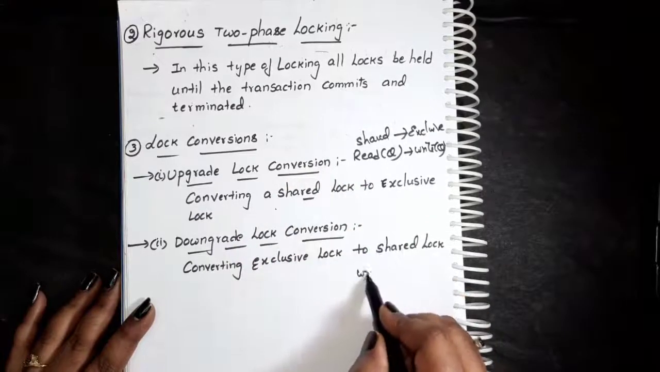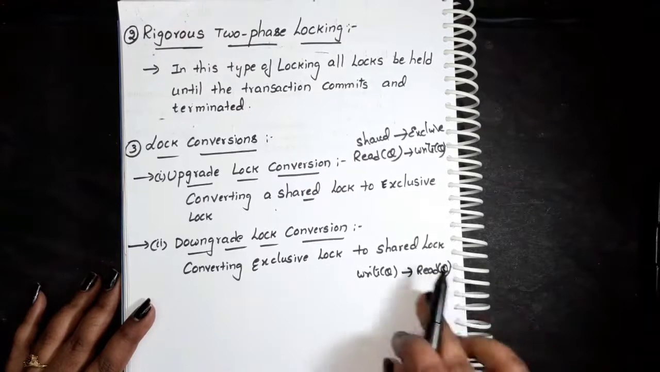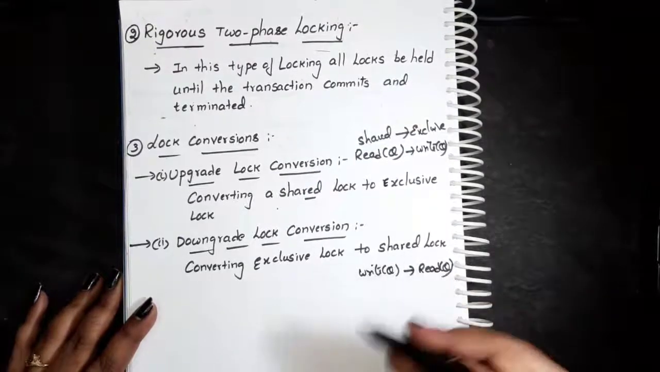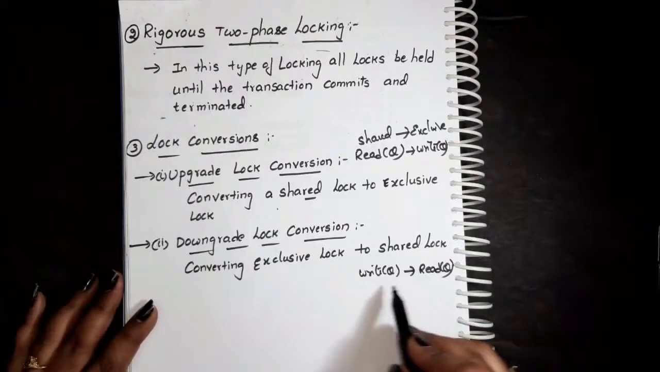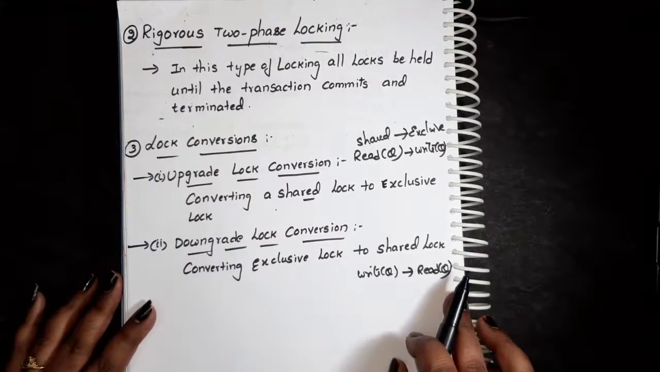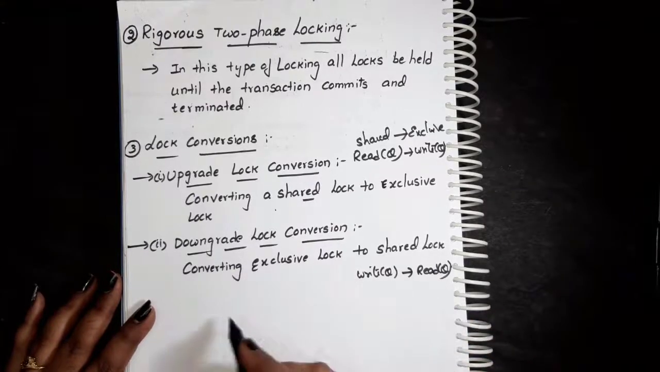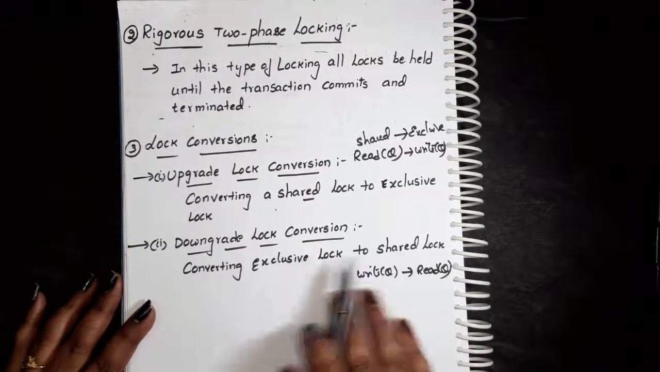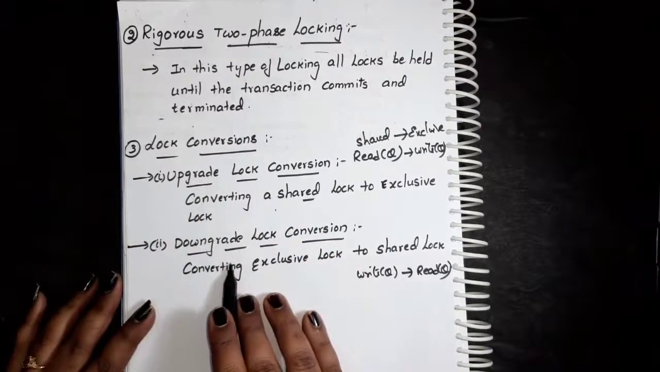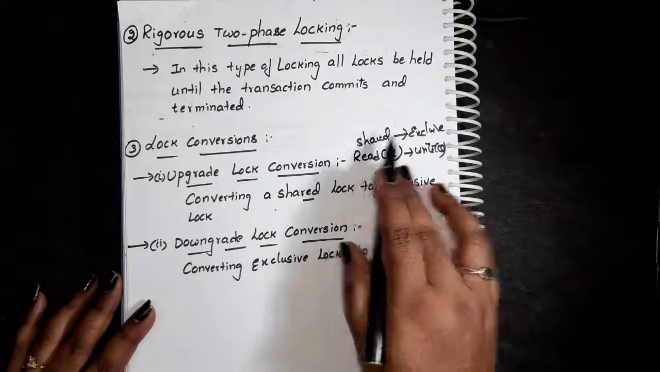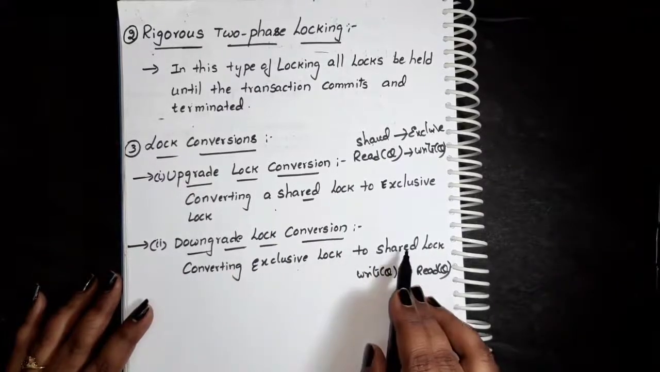If you are executing a write of data item Q, and you convert it into a read operation, you can execute a read of Q. That is a downgrade: if you are executing the write operation and simply convert it to only a read operation, you downgrade the write operation to a read operation. That is what we call converting the exclusive lock to a shared lock. So the lock conversions are of two types. The first one is upgrade and the second one is downgrade. Upgrade is converting a shared lock to an exclusive lock. Downgrade is converting an exclusive lock to a shared lock.